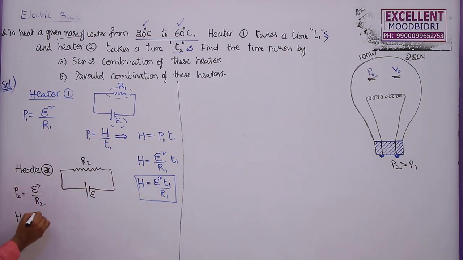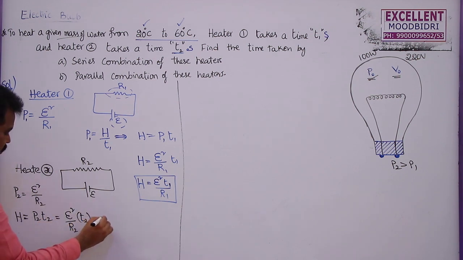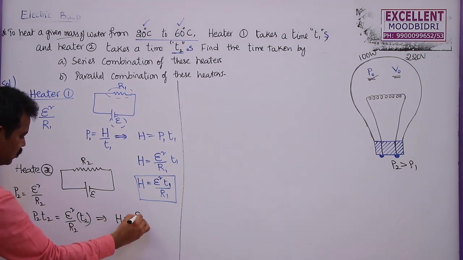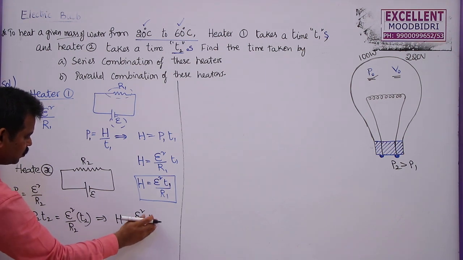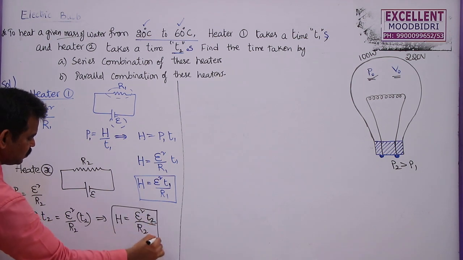This is given by heat is equal to power into the time taken. So this is power P2 into T2. P is equal to E square by R2, into T2. So here also H is equal to E square by R2 T2. So this much heat is required to increase the temperature from 20 to 60 degrees.